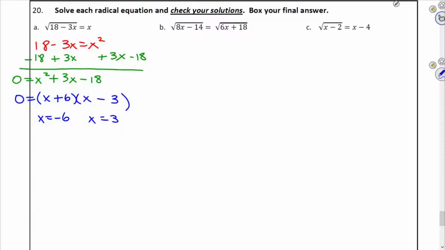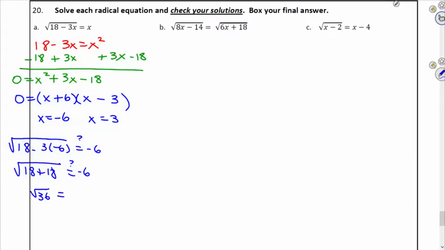Okay, so plugging those back in, square root of 18 minus 3 times negative 6, does that equal negative 6? And the answer is probably not, because the right-hand side says equals negative 6. So let's just keep going here. I have 18 plus 18. Does that equal negative 6? I get root 36, which is 6, which is not equal to negative 6. This is an extraneous solution.